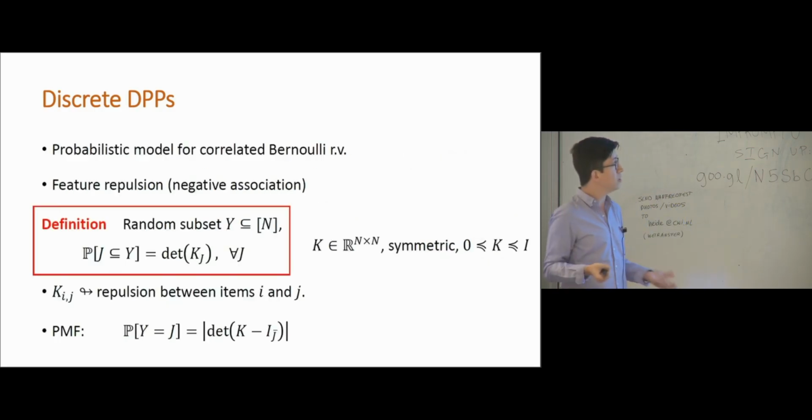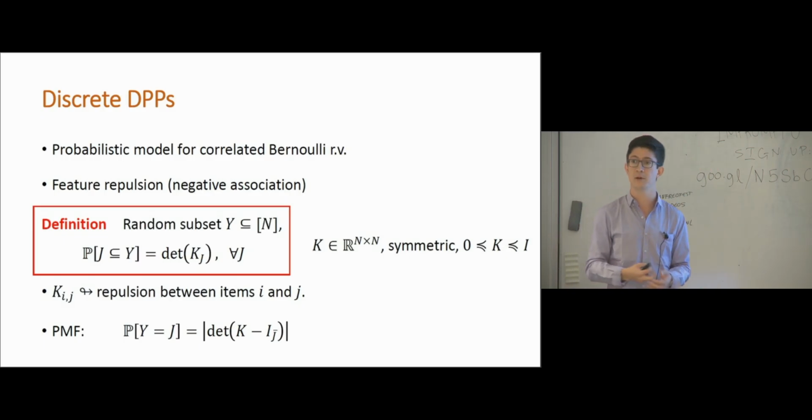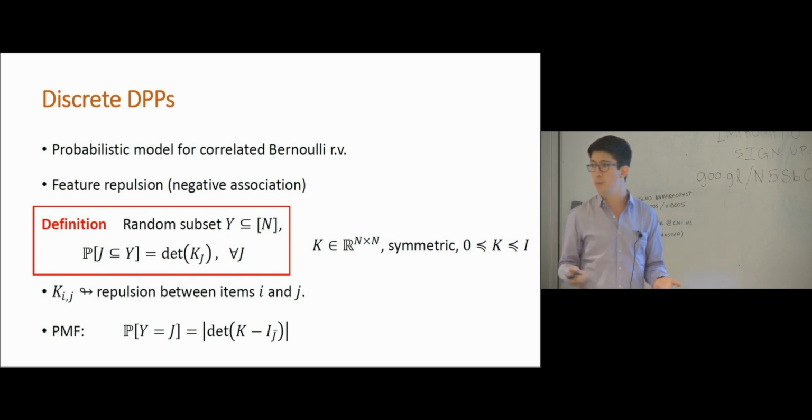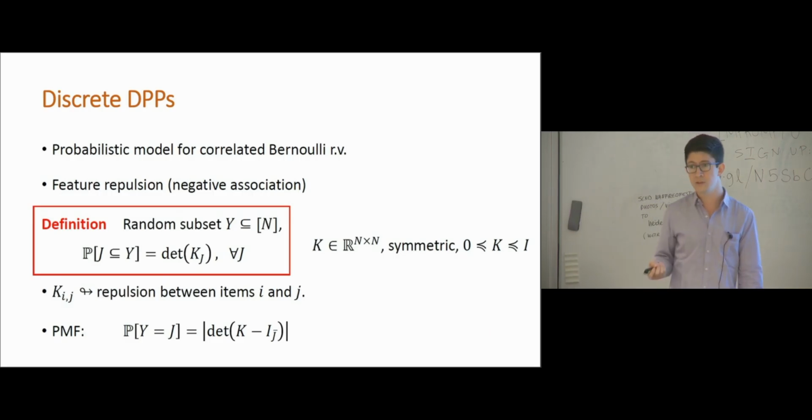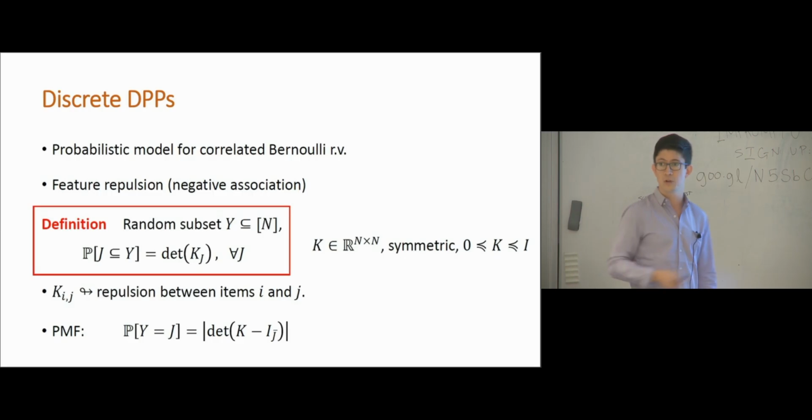Okay, discrete DPPs are a probabilistic model to describe correlated Bernoulli random variables. You probably know Ising models, for example, and this is another one. It is a model that features repulsion, and this is why it has been used a lot in many applied fields like machine learning, where you want, for example, to model repulsive interactions between objects or individuals. Or in quantum physics, they are also called fermionic processes when you want to describe the behavior of fermions in some systems.